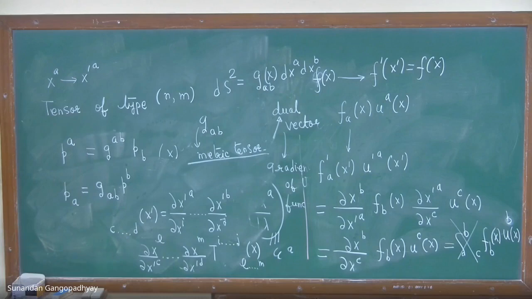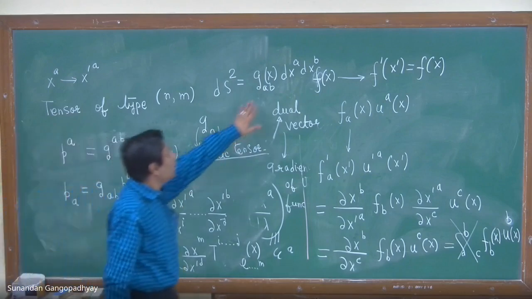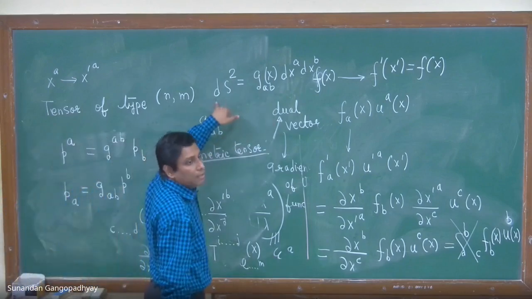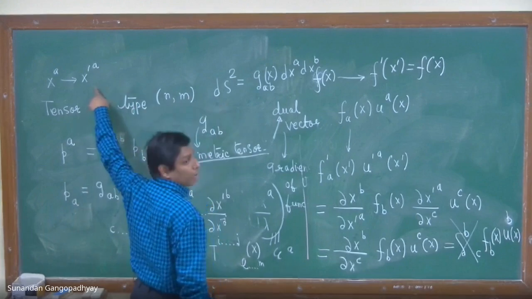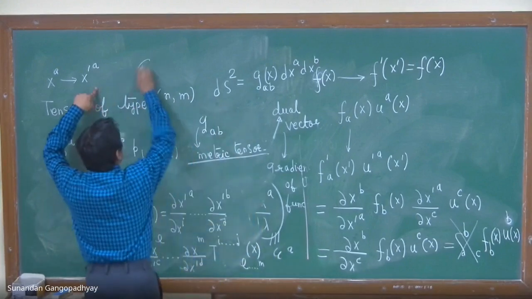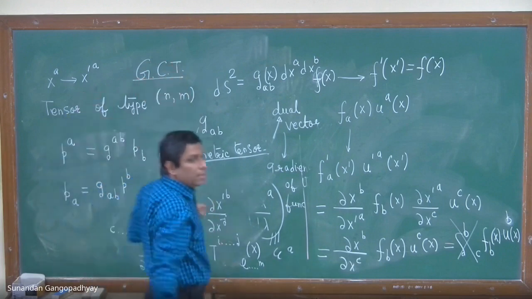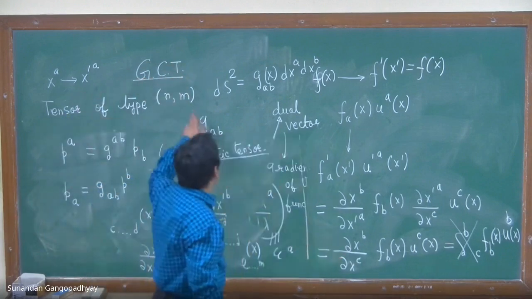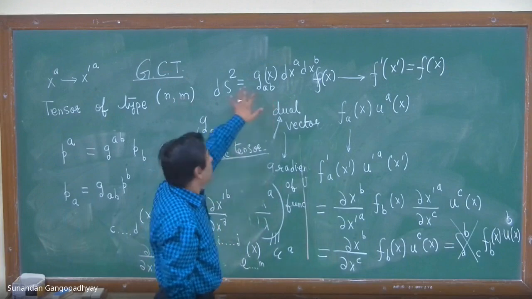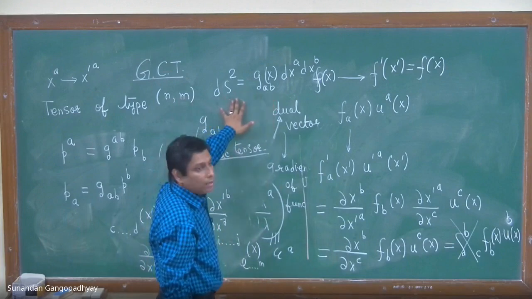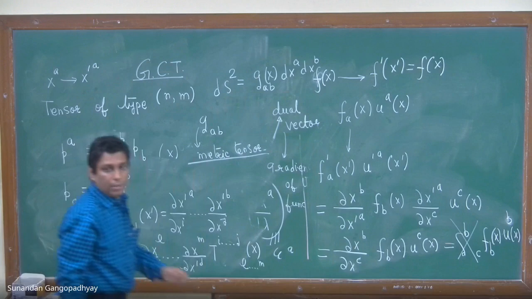And your question is quite pertinent. Why is this a tensor? We just demand that this is invariant under general coordinate transformations. These transformations are called GCT, general coordinate transformations. If you demand that under a general coordinate transformation this will remain invariant, then you will be able to prove it. It's quite straightforward.